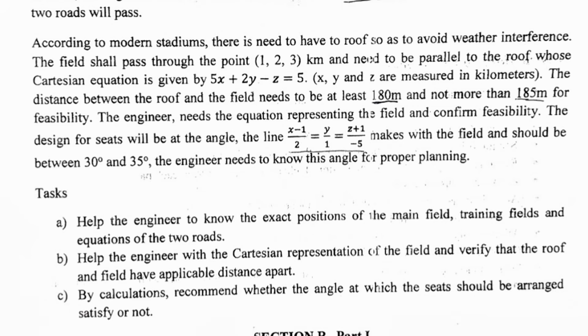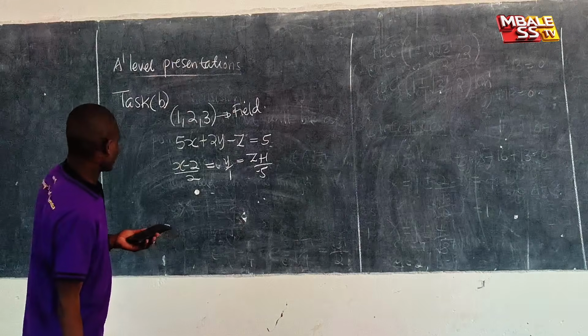The design for seats will be at an angle. The line (x minus 2) out of 2 equals y out of 1 equals (z plus 1) out of negative 5 makes an angle with the field, and it should be between 30 degrees and 35 degrees. The engineer needs to know this angle for proper planning. So according to us, what the engineer wants us to do in the first slide is help the engineer with the Cartesian representation of the field and verify that the roof and the field have applicable distance apart.